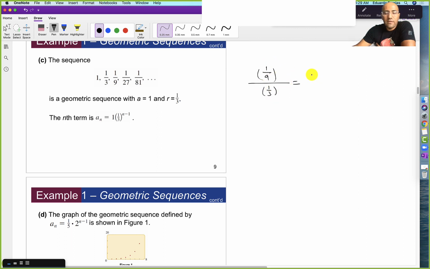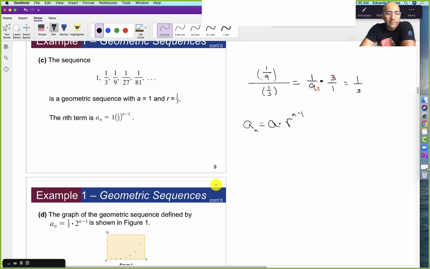The way to simplify this is to leave the numerator alone, and then the division we turn into multiplication, and we multiply by the reciprocal of the denominator. So we get that, and now that reduces, so we end up with 1/3. Good. So we follow the form to find the value of r. The initial value on my list was 1, and the common ratio is 1/3. And that's how we get this form once again, a sub n equals a times r to the n minus 1 power. I hope. Okay, next one.